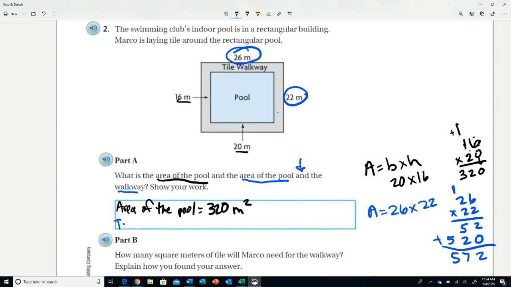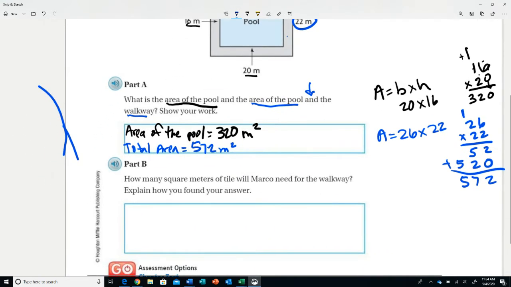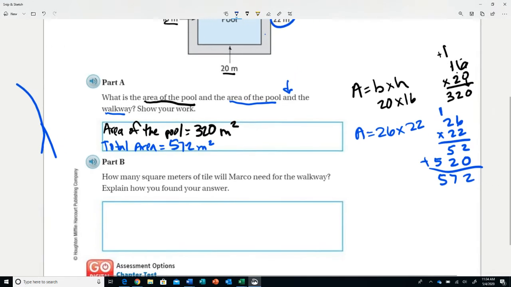So we're going to call it total area equals 572 meters squared. That's your first part. So let's go ahead and see, I always think that that should allow me to scroll. Let's go to part B.